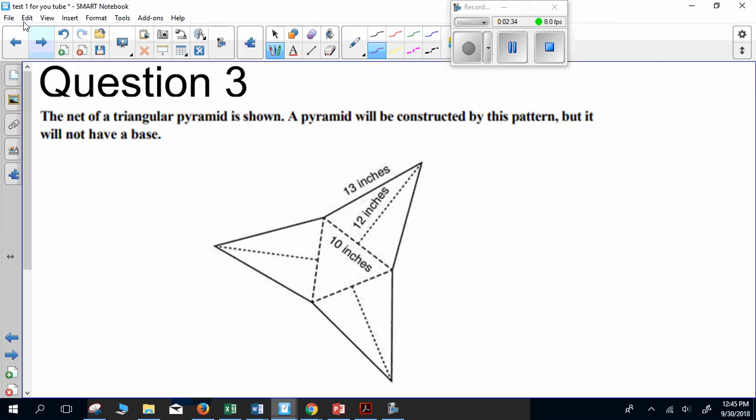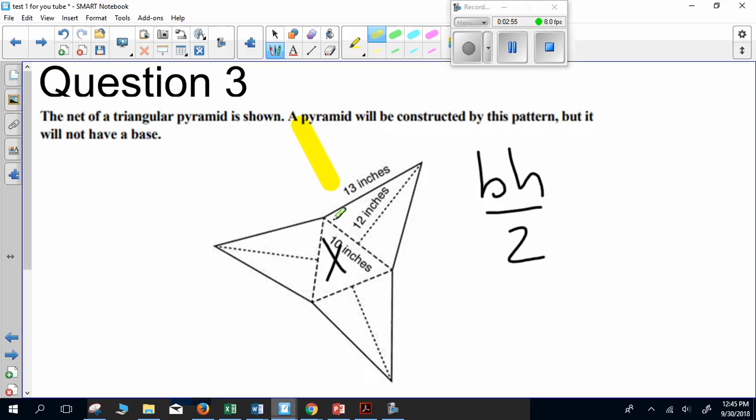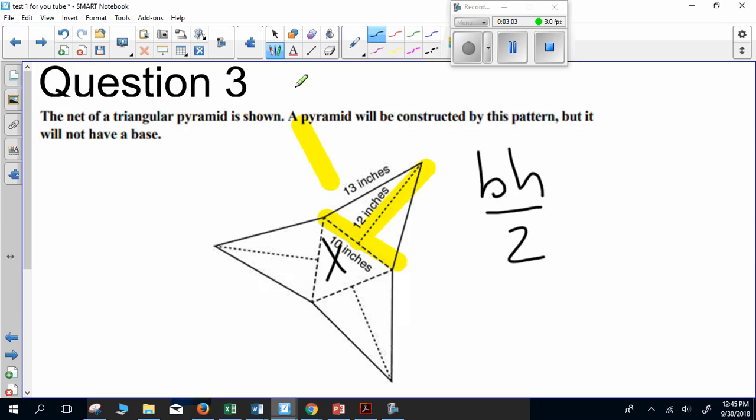Question 3. It says the net of a triangular pyramid is shown. The pyramid will be constructed by this pattern, but it will not have a base. So that means I don't need to worry about that piece right there. So when I look at this, I see that it's a triangle. So I write my formula, base times height divided by 2. I look at my triangle and I find my base, which is right here, and I find my height, which is right here. So I go back to it and I write my numbers in.